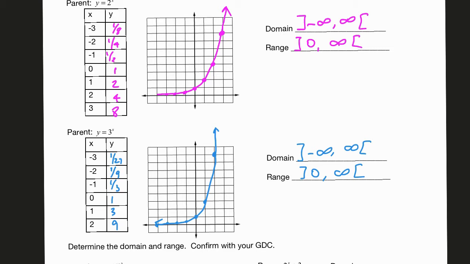The question is, what sort of transformations have happened, right? Did it get moved left or right or up or down or reflected? And what does that do to the domain and the range?